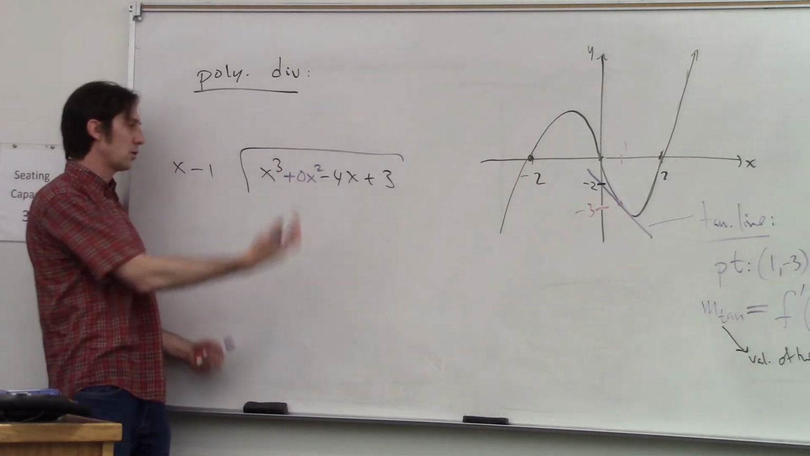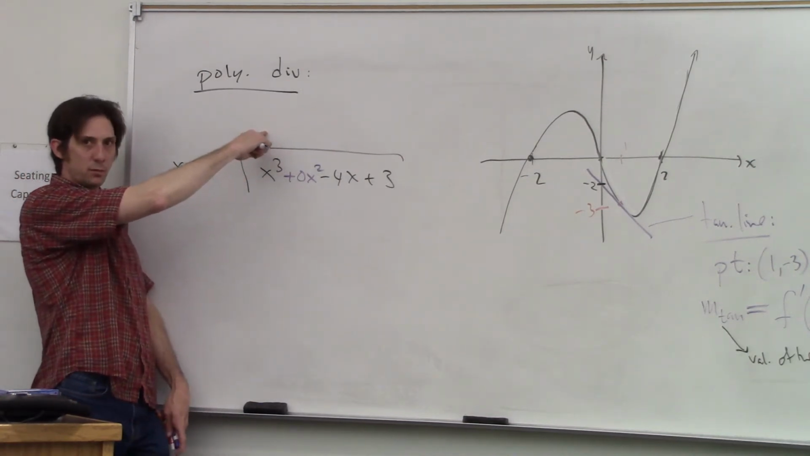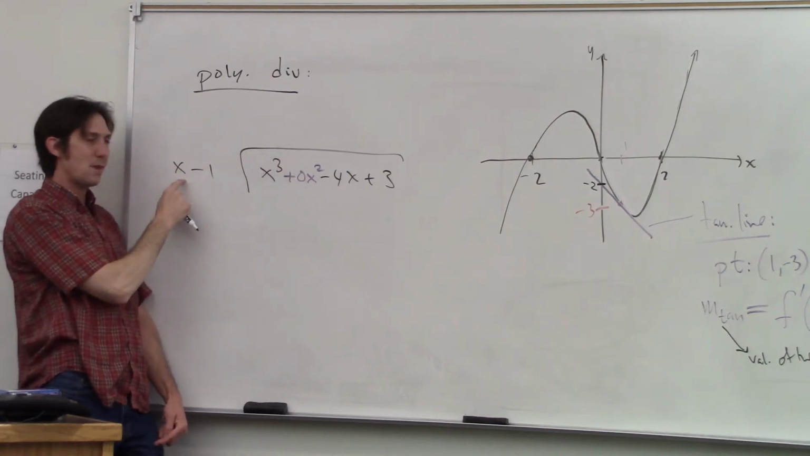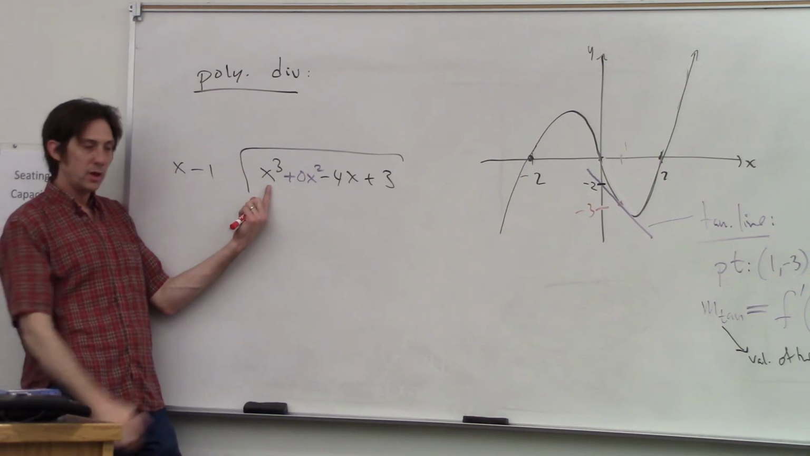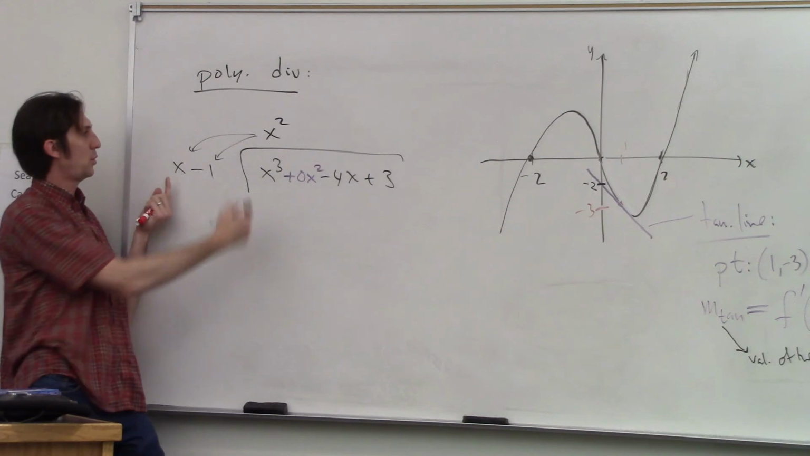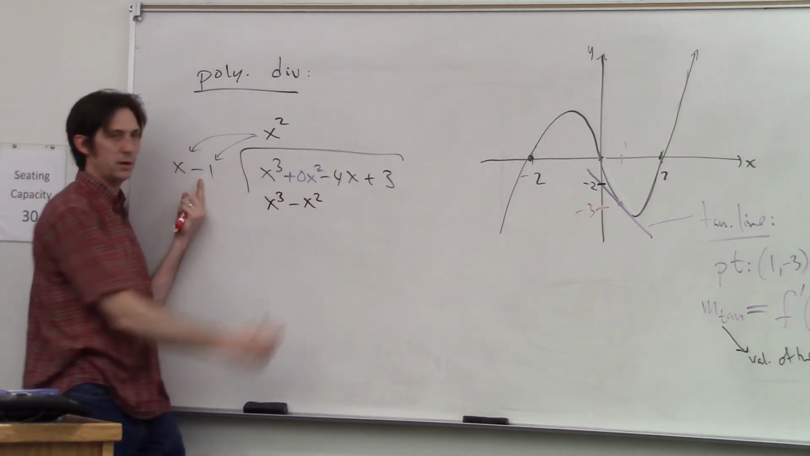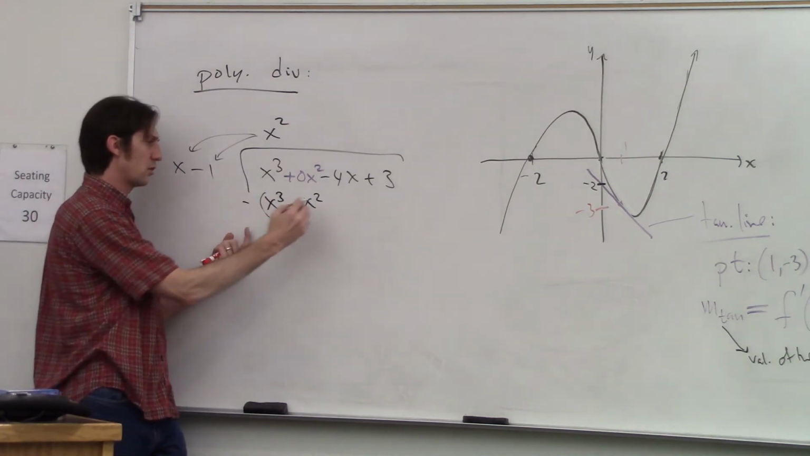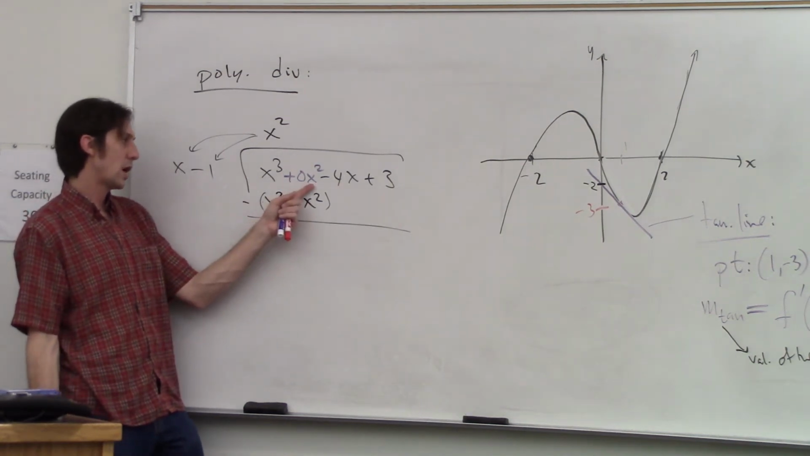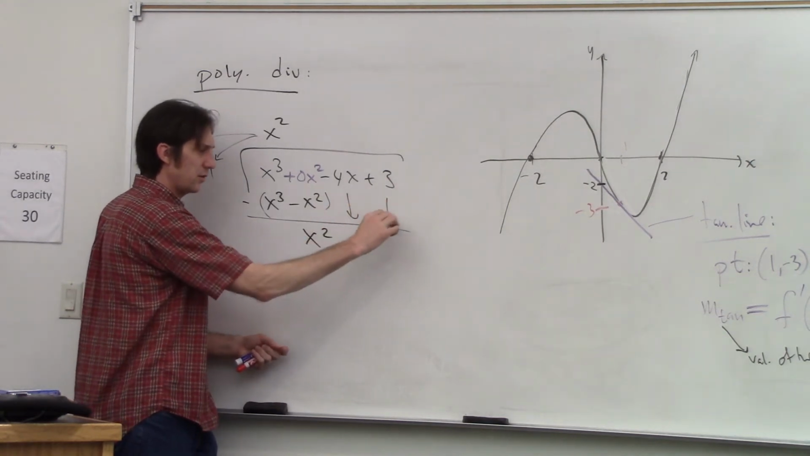So you do this algorithm like you do long division of just numbers. The expression that I want to put up top here should be what I multiply by x to get x cubed. In other words, if I put an x squared here and then distribute it through, what happens? I get x squared times x is x cubed. X squared times minus 1 is minus x squared. With this long division algorithm, you then subtract. X cubed minus x cubed is 0. 0x squared minus a minus x squared is plus x squared. Right? And then we bring down these other terms.